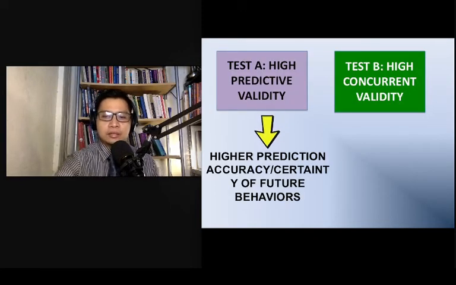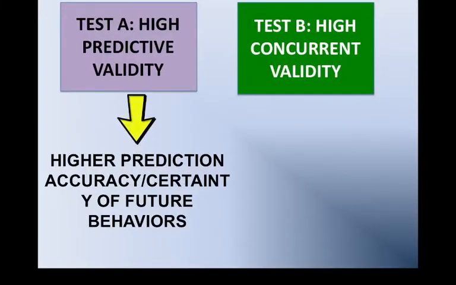Ang sagot dyan, dahil kapag ang isang test mataas ang predictive validity versus ang isang test mataas ang concurrent validity, yung mga test na mataas ang predictive validity, mas magaling pa rin silang manghula ng future behaviors. So again, let me repeat, no? Meron tayong dalawang test dito. Yung isang test, mataas ang predictive validity. Yung test B, mataas ang concurrent validity. Anong pinagkaiba nila? Yung test A, mas magaling sa hulaan.